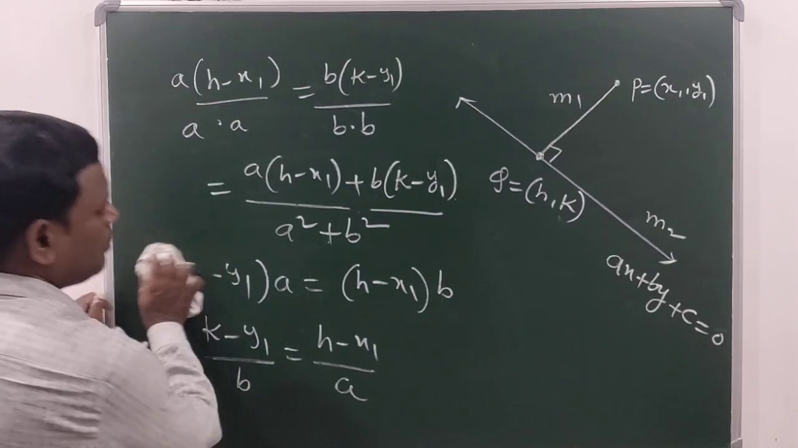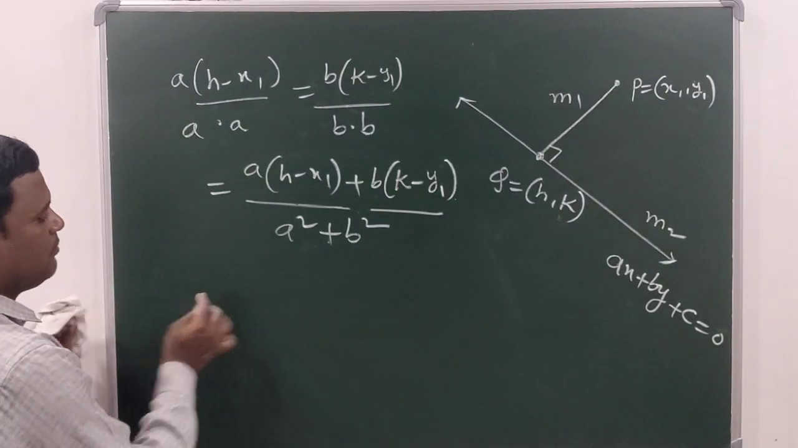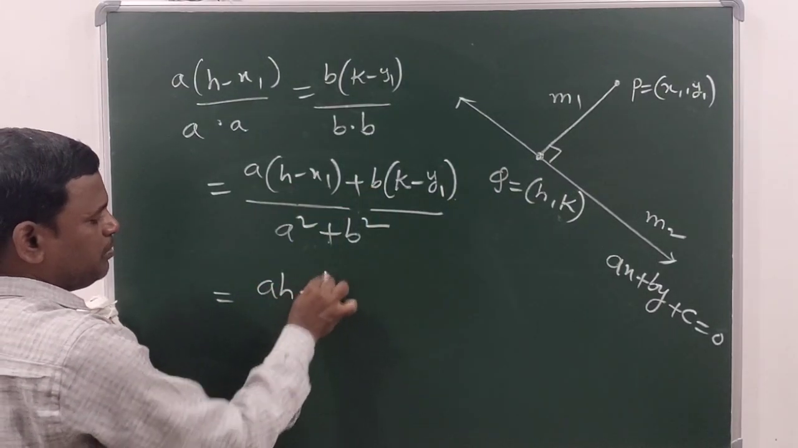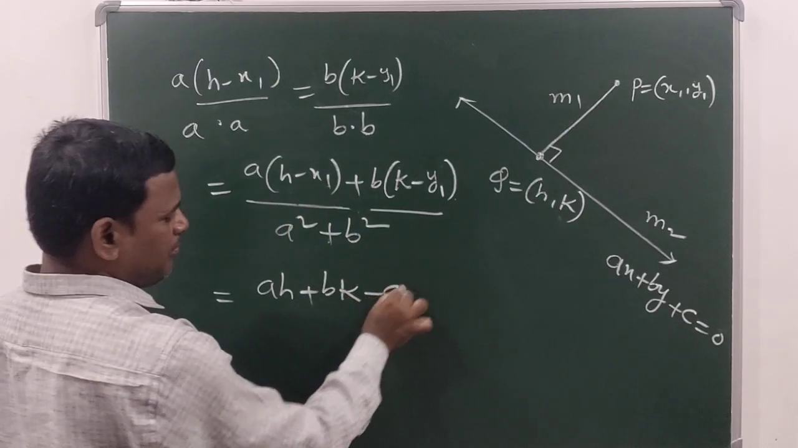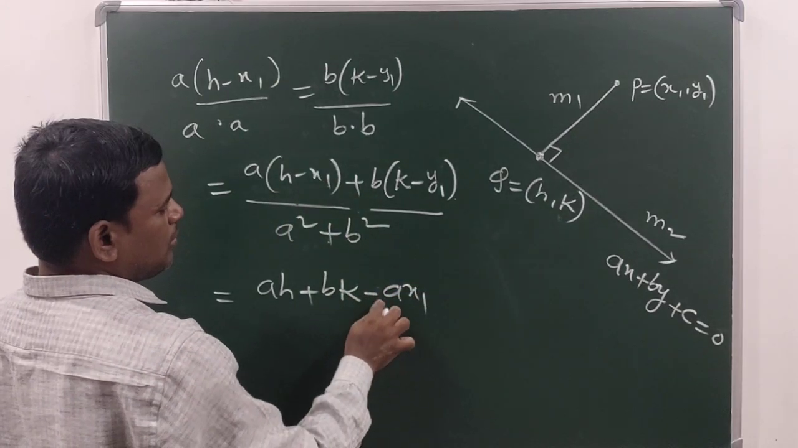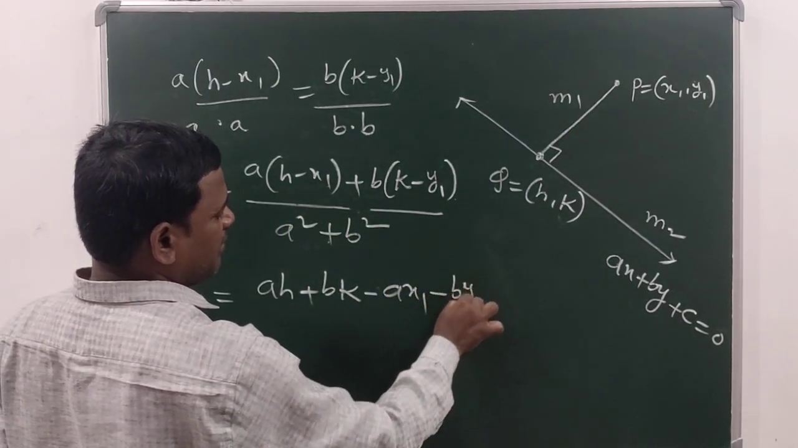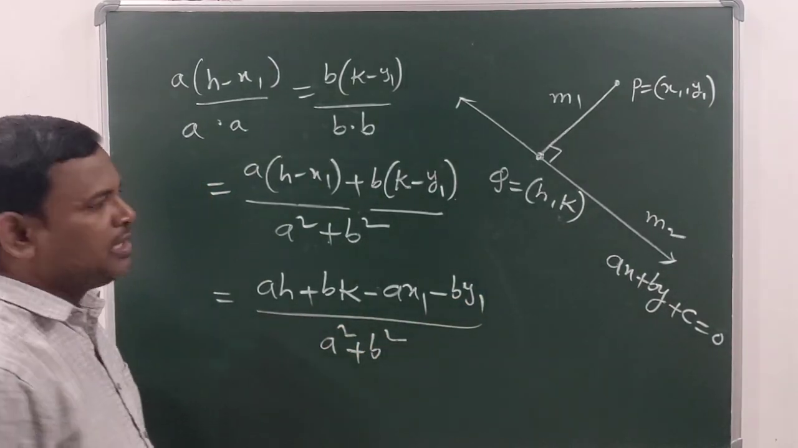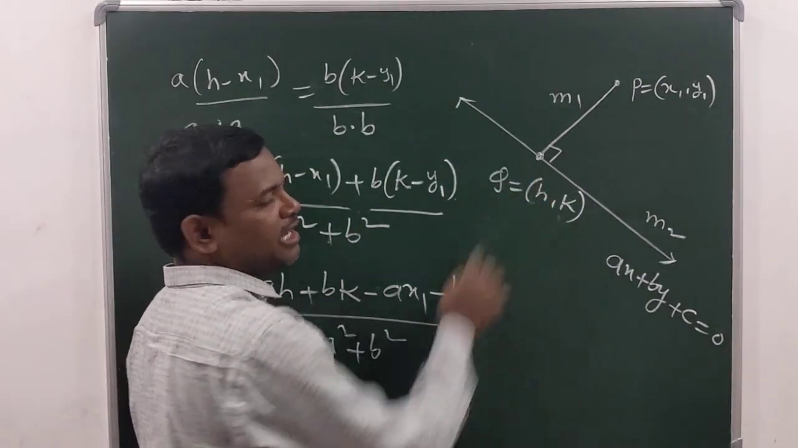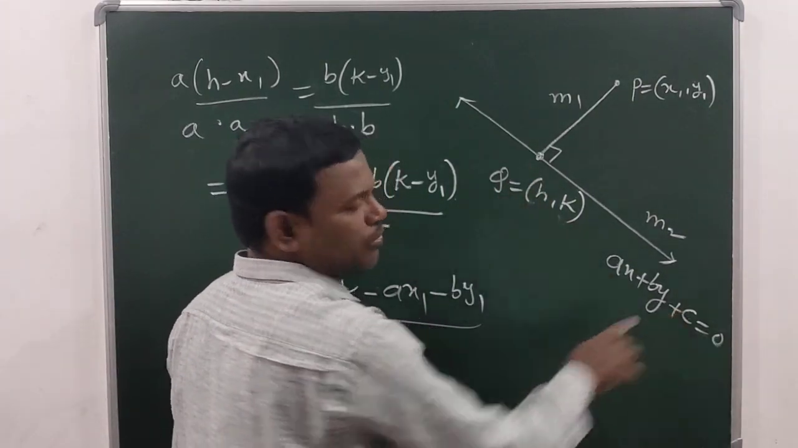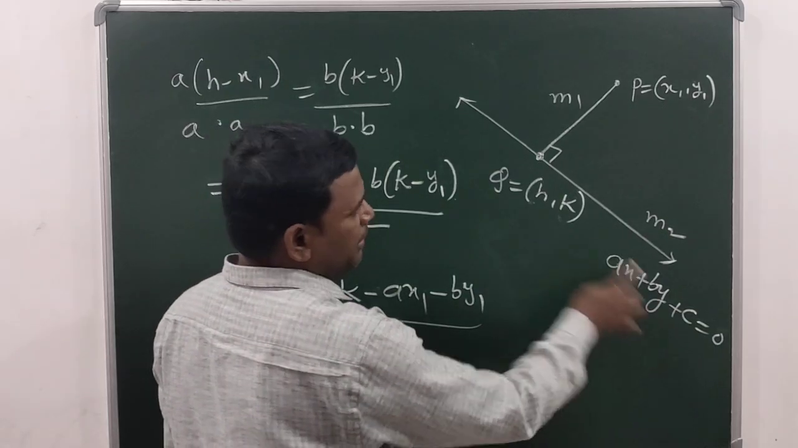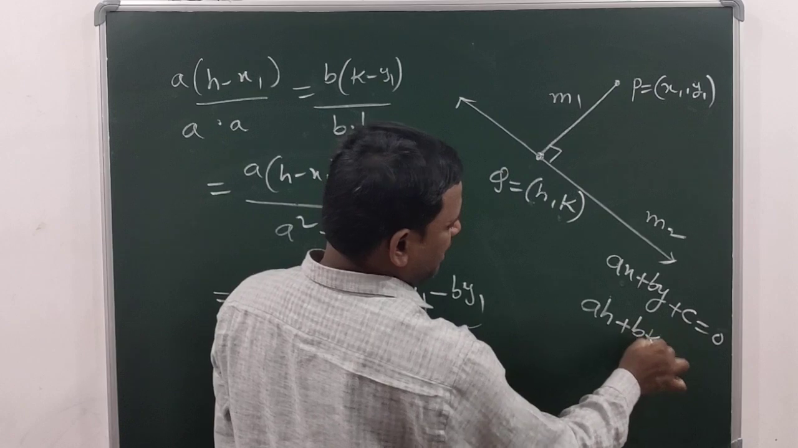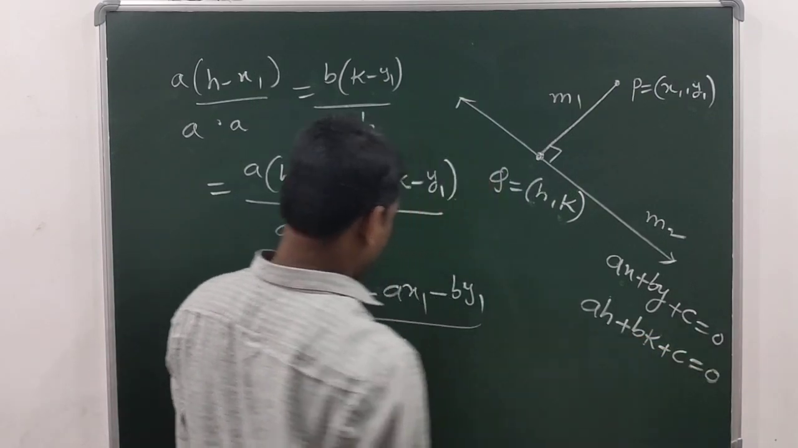Okay, students. Hereafter, let us go for a simplification. Now a into h here, b into k: ah plus bk. And here minus a x1, minus b y1, whole by a square plus b square. Hereafter, students, where is h comma k? Lying on this line, no? So replace x y by this h comma k, so that here you will get ah plus bk plus c is equal to 0.